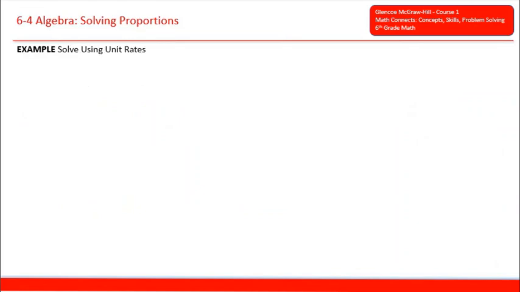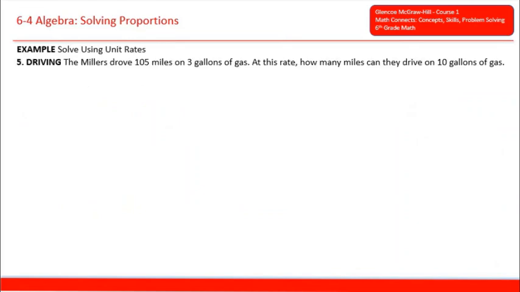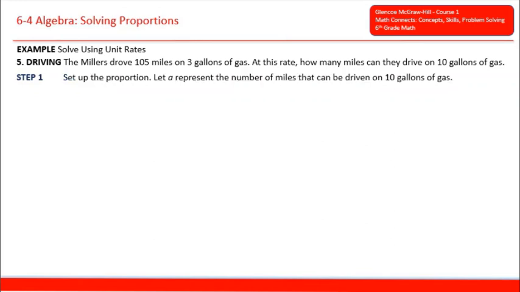Example, solving using unit rates. Number 5, driving. Millers drove 105 miles on 3 gallons of gas. At this rate, how many miles can they drive on 10 gallons of gas? Step 1. Set up the proportion. Let A represent the number of miles that can be driven on 10 gallons of gas. So we have 105 miles on 3 gallons of gas. That's known. And we need to figure out how many miles we can drive on 10 gallons of gas.